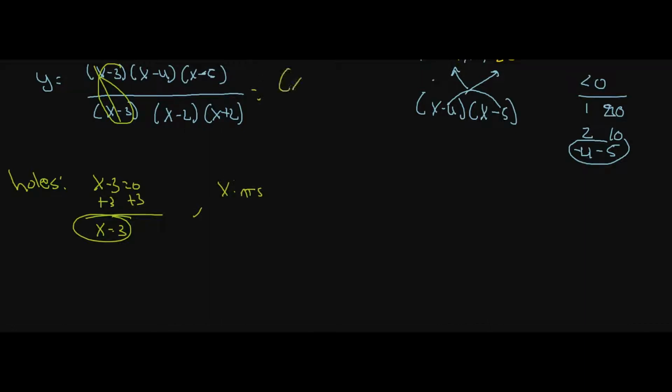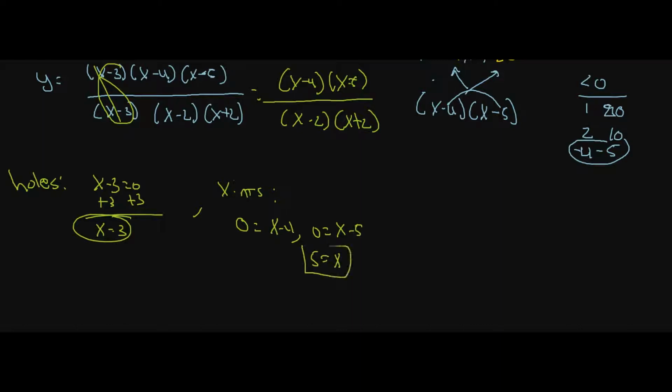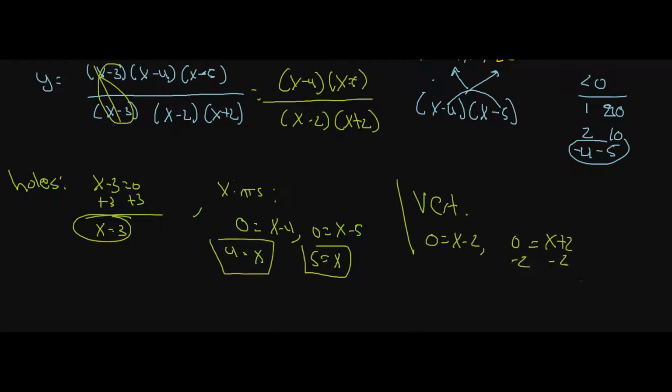Now let's find our x-intercepts. I'll just rewrite this once we've canceled them out as x minus 4, x minus 5, over x minus 2 and x plus 2. X-intercepts are 0 equals x minus 4 and 0 equals x minus 5. So x equals 5 and x is equal to 4. Well, that's great. And now we find our vertical asymptotes. And the same thing on the bottom. X minus 2 and 0 is equal to x plus 2. Subtract 2 from both sides. X equals negative 2. And here we're going to just get x equals positive 2.